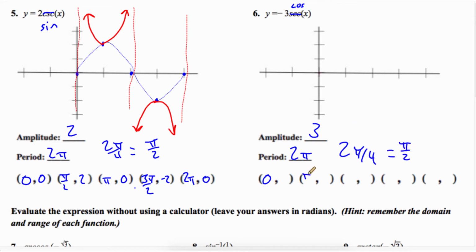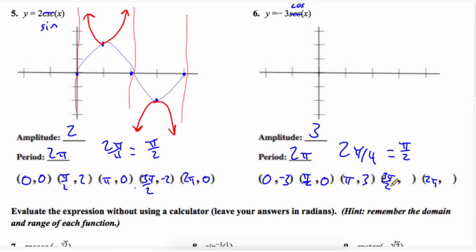So our second x value will be pi over 2. Our third x value will be pi. Then 3 pi over 2, and lastly 2 pi. So now plugging those in. When we plug in 0, we're going to get negative 3 as our answer. If we plug in pi over 2, we should end up getting 0.